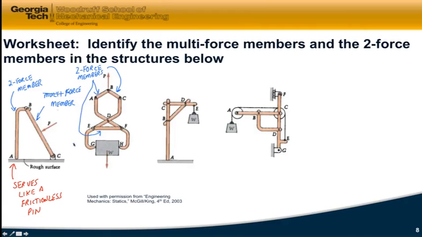And that leaves two bars left. We have ADFH. That's obviously going to be a multi-force member because it has forces at A, D, F, and H. And C, D, E, G also has forces at several places. So those are both multi-force members.